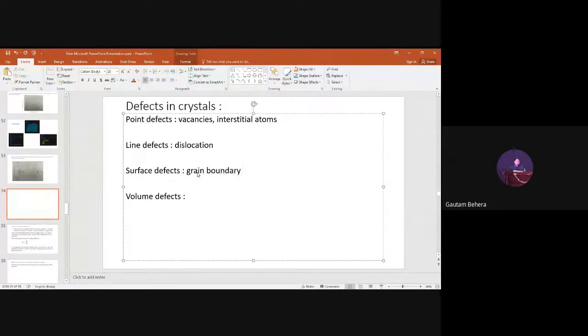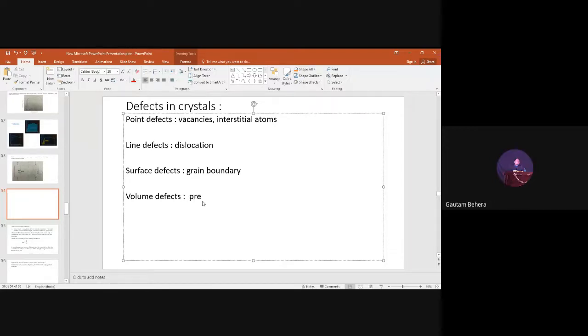Volume defect, if you remember, anybody? Anybody remember any volume defect? You are talking about the Schottky? Voids, yes, sir. Schottky defect basically happens in the ionic materials, but we are talking about crystalline materials, basically metals and alloys. Schottky defect happens in case of ionic materials like sodium chloride and all.